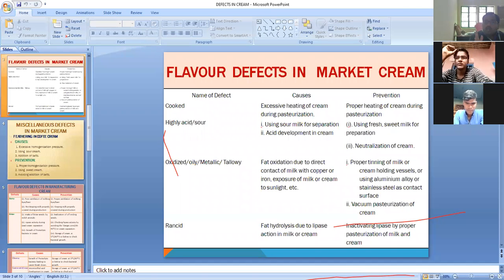So what happens to our cream? There may be chances of oxidized flavor in the cream. Another reason, what can it be? Another reason, can anyone else tell?